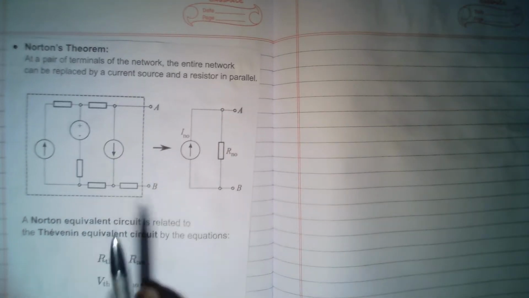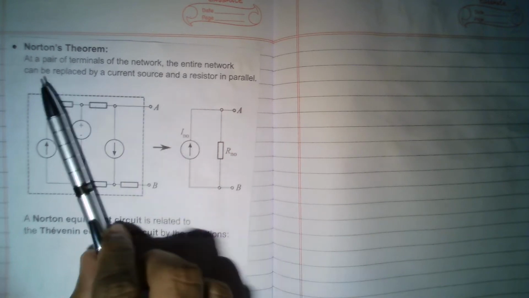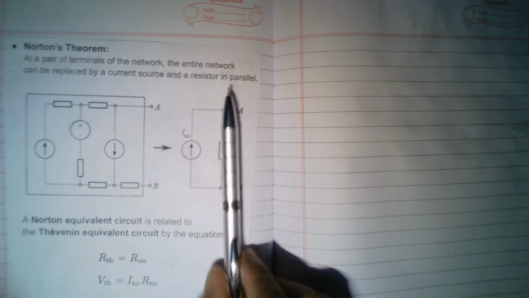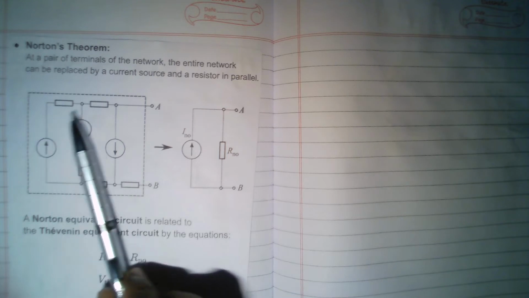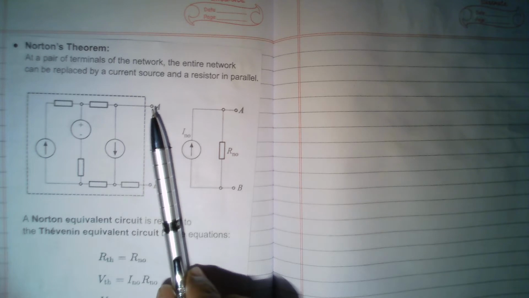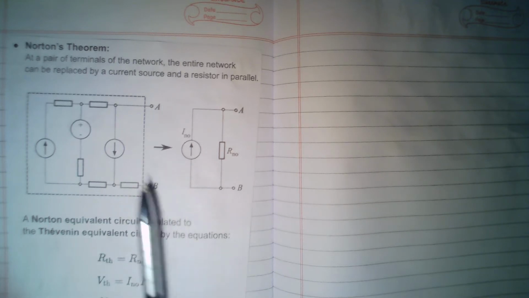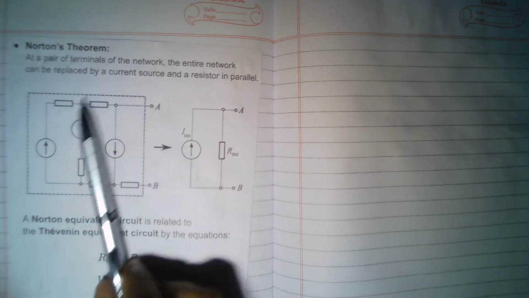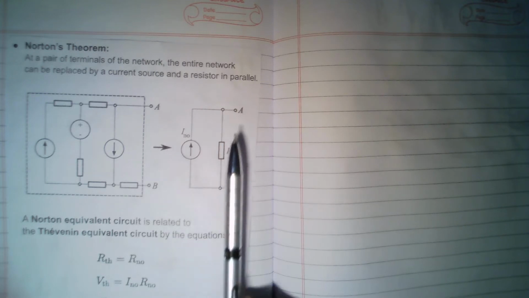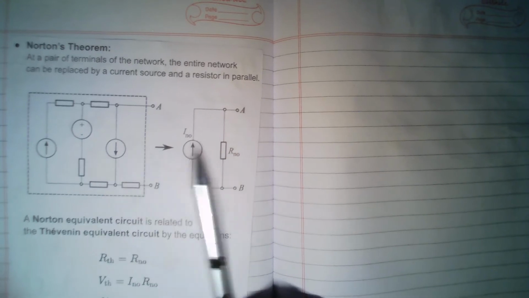Okay, so Norton's theorem says at a particular pair of terminals of a network, the entire network can be replaced by a current source and a resistor in parallel. So look at this diagram. There is a big network. In this network, this particular terminal is identified as A, and this particular terminal is identified as B. Now this entire network can be replaced by a current source in parallel with a resistance, identifying A, B as terminals. So both the circuits will behave in the same way.